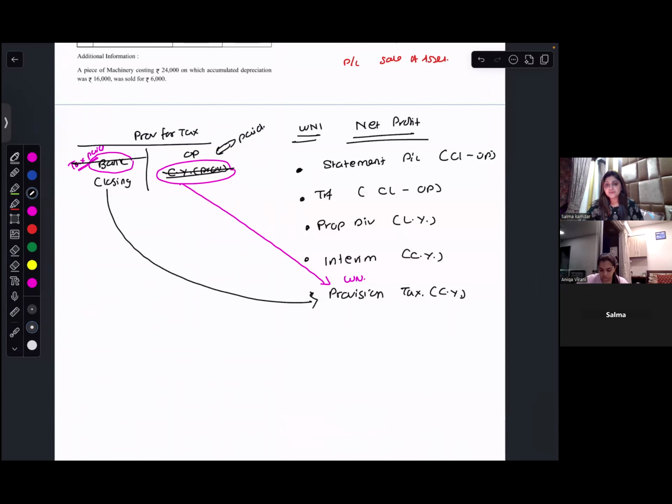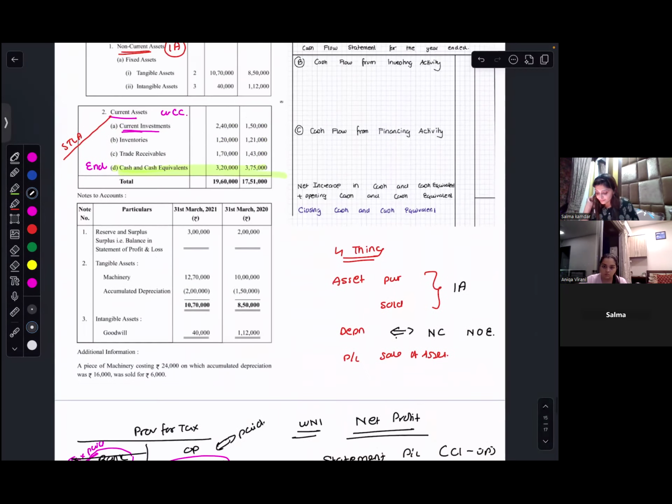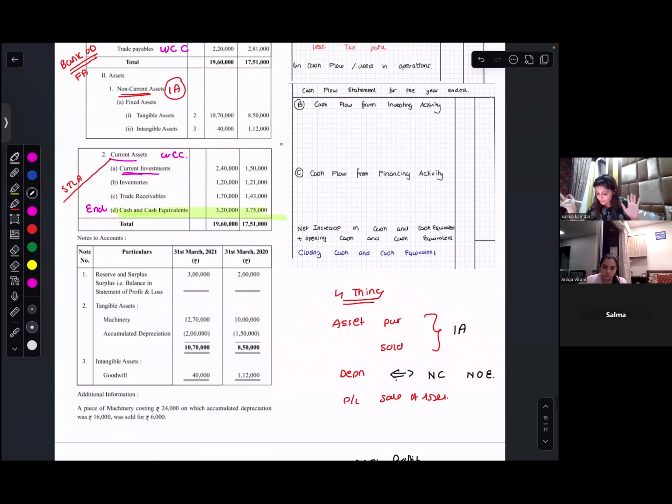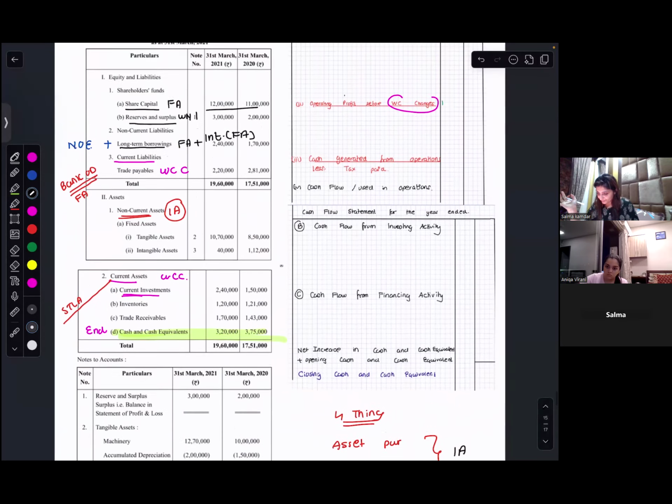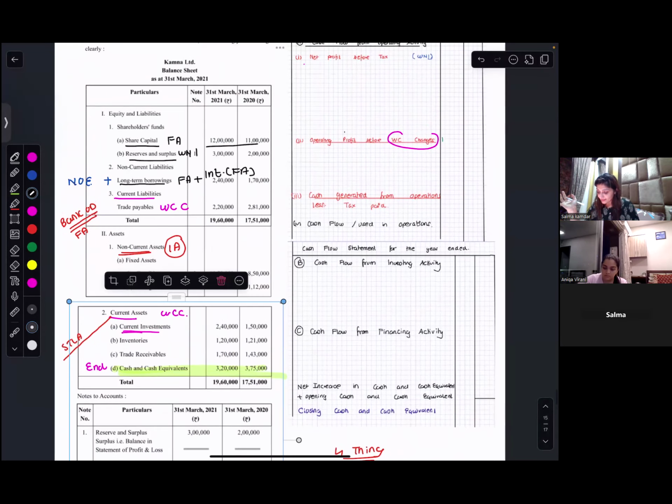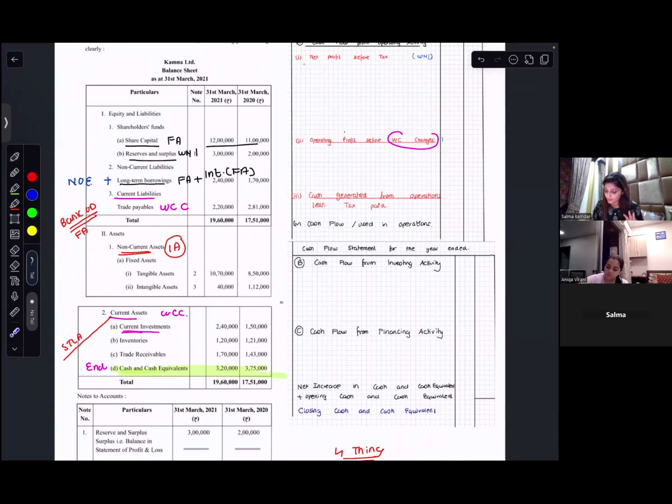These are some markings. When you do the markings, you will automatically get a hang of them. Then there are notes to account that we will deal with when we are doing the sum. Now we are asked to prepare only investing activities and financing activities. We have done the markings. We are only going to look at investing and financing for now. Come on, share capital.